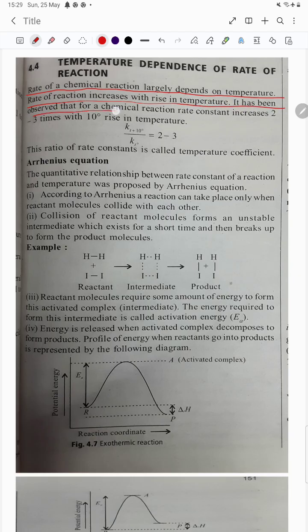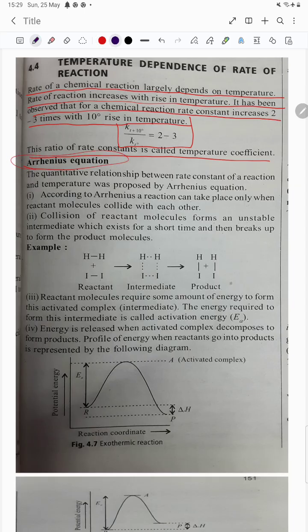It has been observed that for a chemical reaction, the rate constant increases 2 to 3 times with a 10 degree rise in temperature. So K(t+10) upon K(t) is 2 to 3. This ratio of rate constants is called the temperature coefficient. Right, students? Now the next one is the Arrhenius equation.